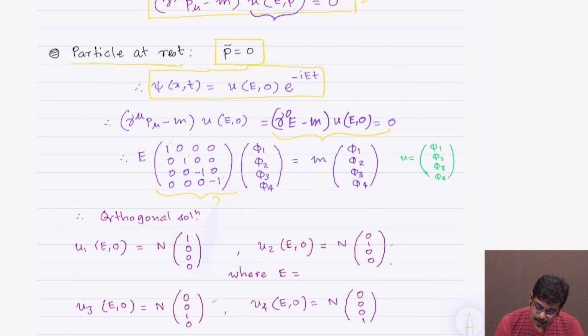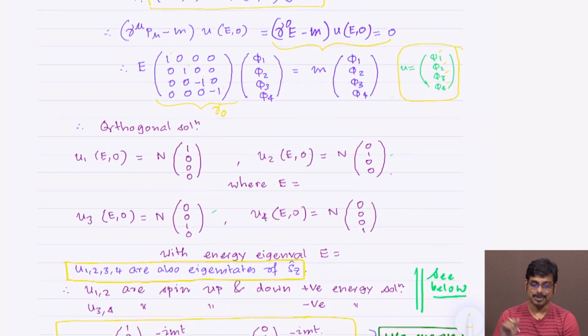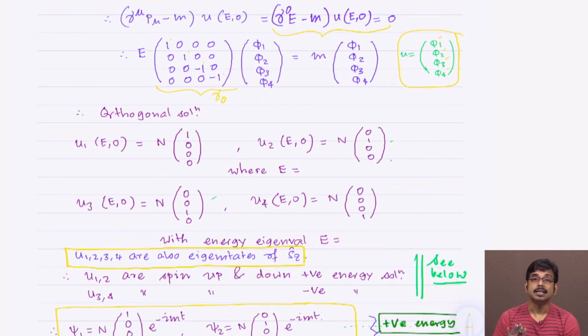So, the equation looks like E into this gamma 0, and this is your u e 0, which I am writing as a 4 component spinor with these entries phi 1, phi 2, phi 3 and phi 4. So, these are the entries of the 4 component spinor. So, E into this quantity phi 1, phi 2, phi 3, phi 4 is equal to, bringing this term to the other side of the equation, m into phi 1, phi 2, phi 3 and phi 4, as simple as that.